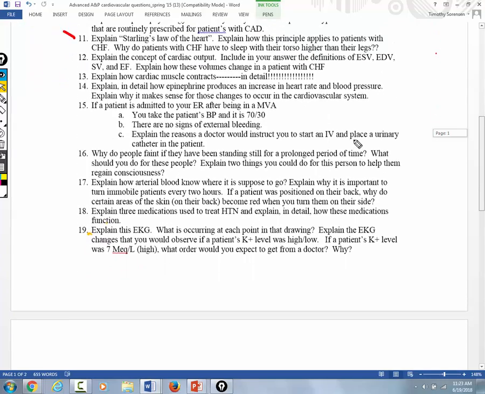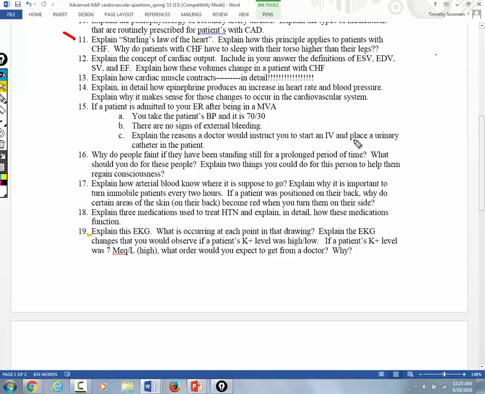So rate pressure product is the amount of oxygen that the myocardium needs. And it's heart rate times systolic blood pressure. How exactly do we need to explain that? That's all you really need to explain. But in people with heart disease, you want that rate pressure product low. Do you understand? That's why people can have a heart attack if they're scared.